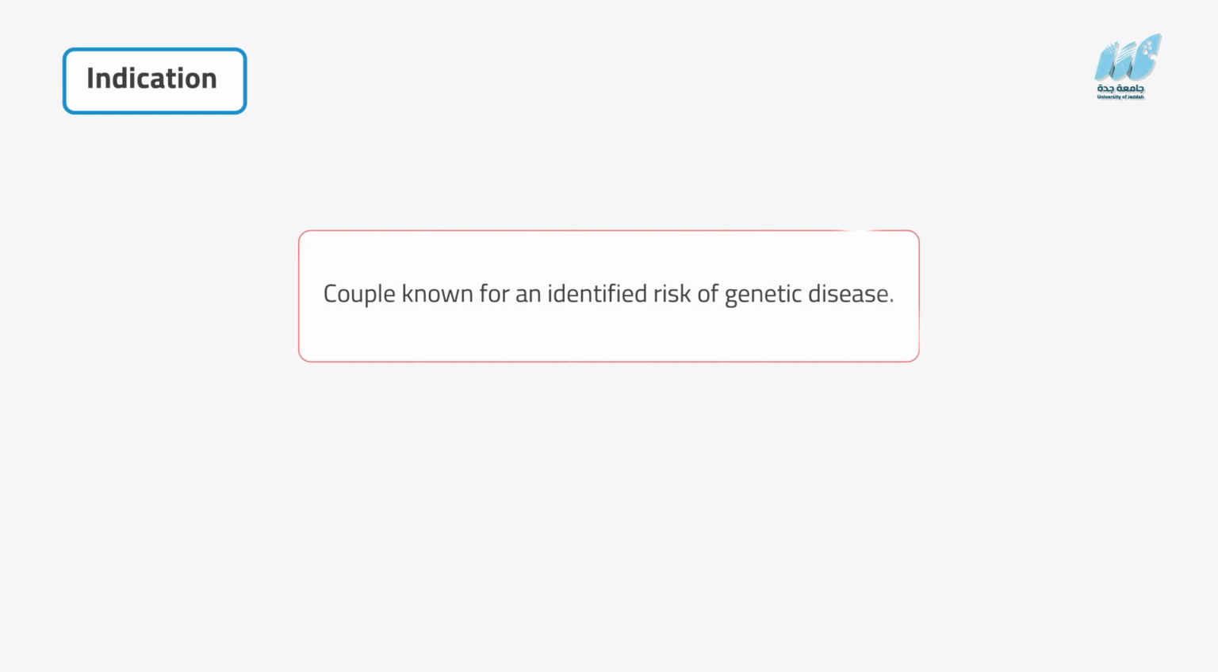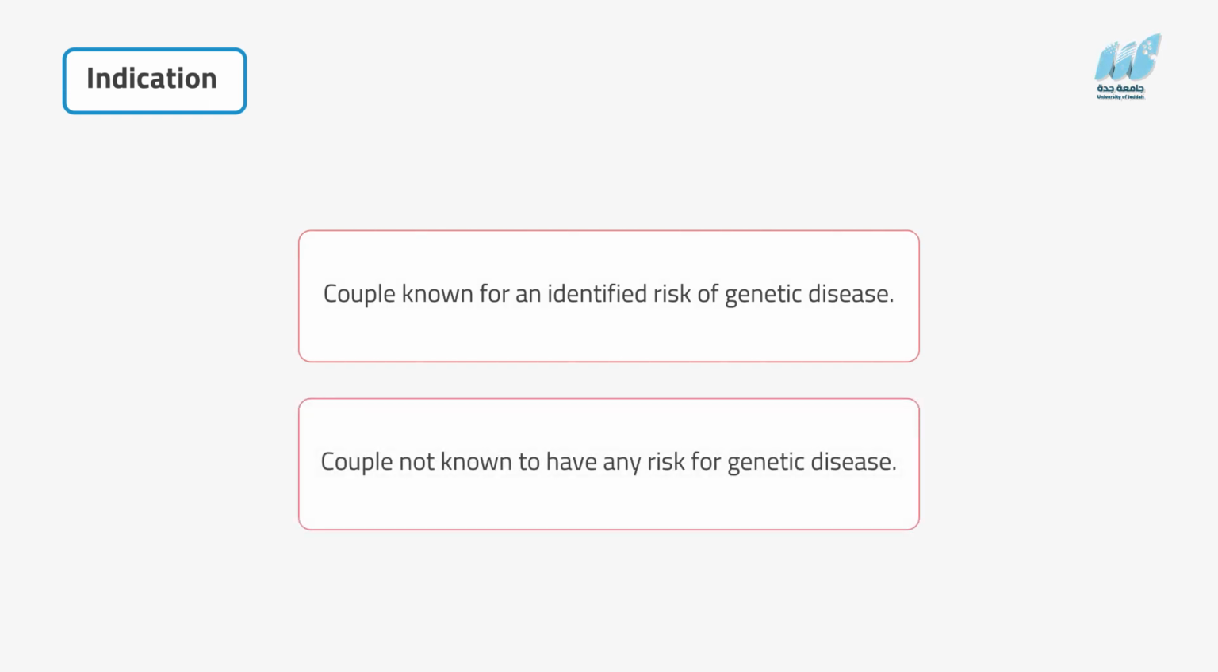Indication of prenatal diagnosis. We have couples known to have identified risk of genetic disease and couples that are not known to have any risk for genetic diseases. Approximately 3 to 5% of pregnancies are complicated by birth defects or genetic disorders. Chromosomal abnormalities are present in approximately 1 in 150 live births. Congenital malformations remain the leading cause of infantile death and the leading cause of childhood death.